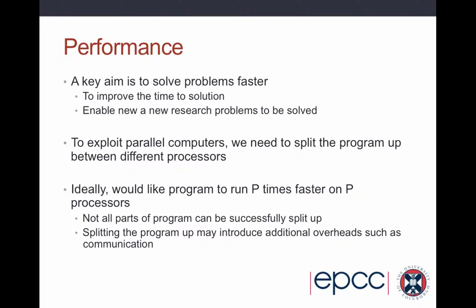The key to everything is performance, hence high performance computing. So what we're trying to do is solve problems faster or solve bigger problems than you could on a single machine. And to exploit parallel computers, obviously we need to be able to split the program up between different actual physical processors. So ideally, given P processors, we want to run P times faster. Okay, so we split it up perfectly, it should go faster.